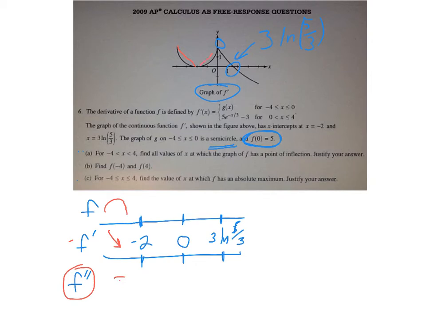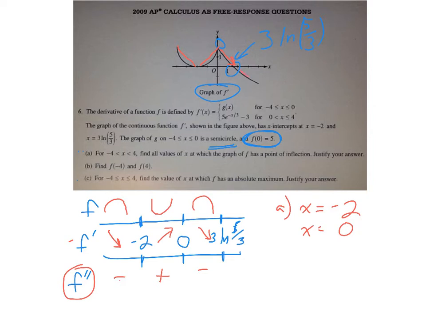Then from -2 to 0, we are going up. That means its derivative is positive. Going up here, we have concave up. So in fact, at x equal to -2, we will have a point of inflection. Now we're going down until we reach that 3 ln 5 over 3. So that is negative, and that would be concave down. So at x equal to 0, we're also going to have a point of inflection.